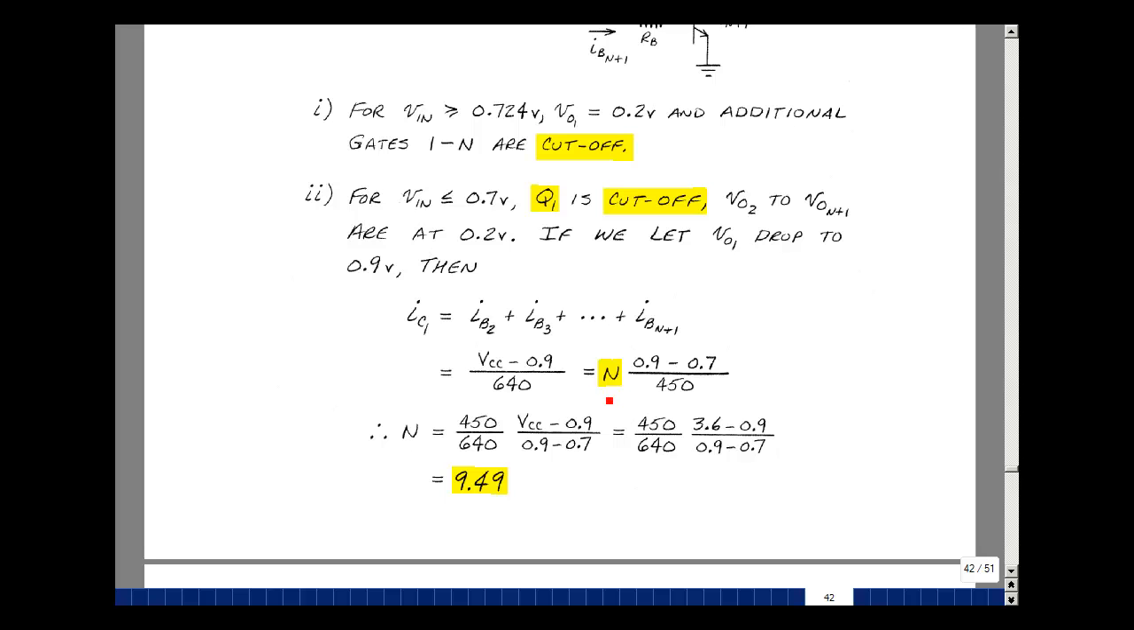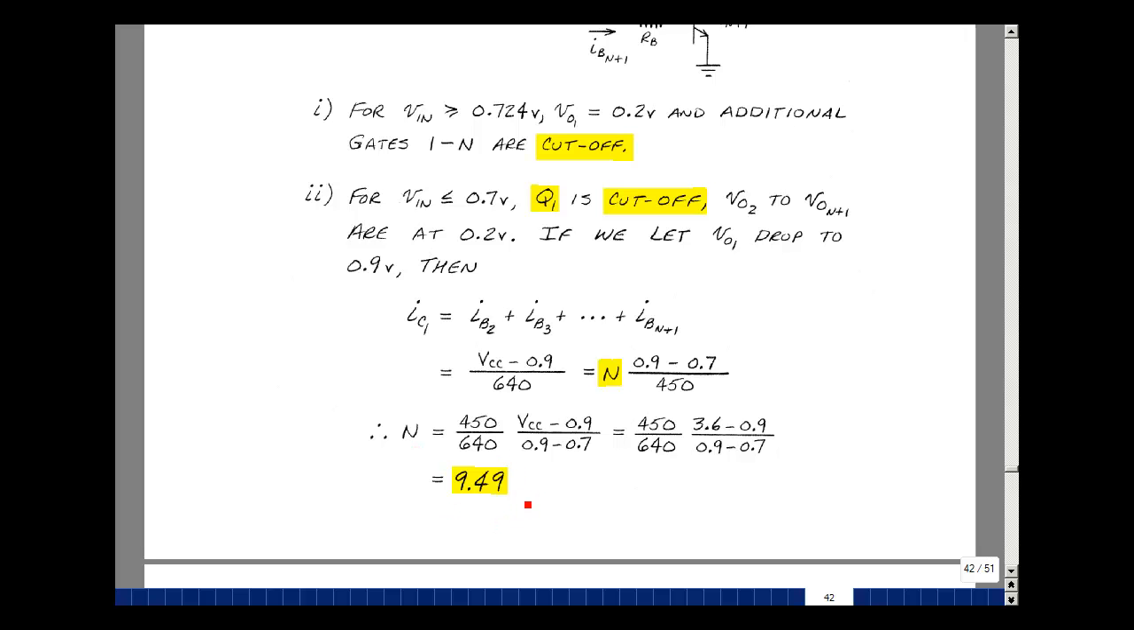We can now solve for N. Cross multiply by this, I get 450 divided by 640, VCC minus 0.9, then divided by 0.9 minus 0.7. When VCC is 3.6 volts, this is 9.49. You could increase the value of this voltage and increase the number of gates that you can hook up, but then power consumption goes up. There's always a trade-off as we do one thing versus another. But we get 9.49 gates.